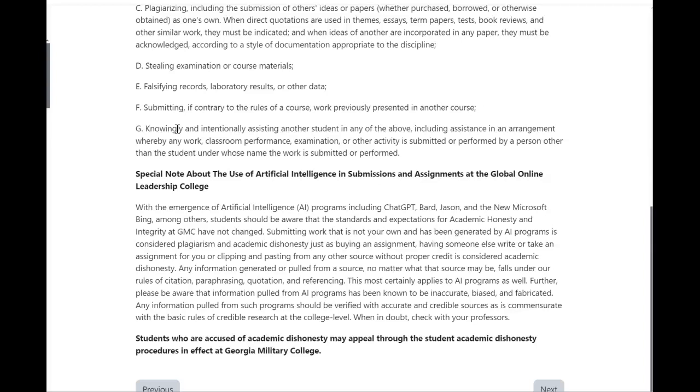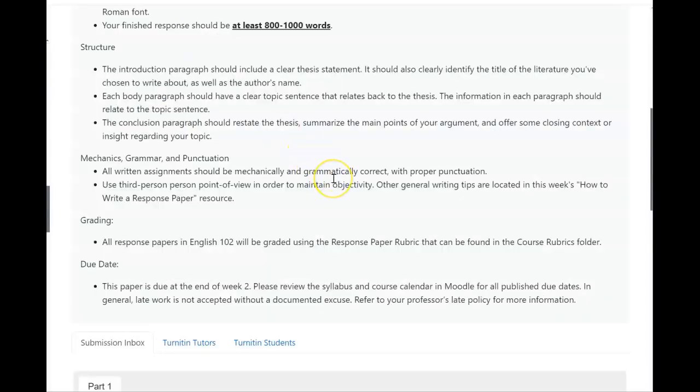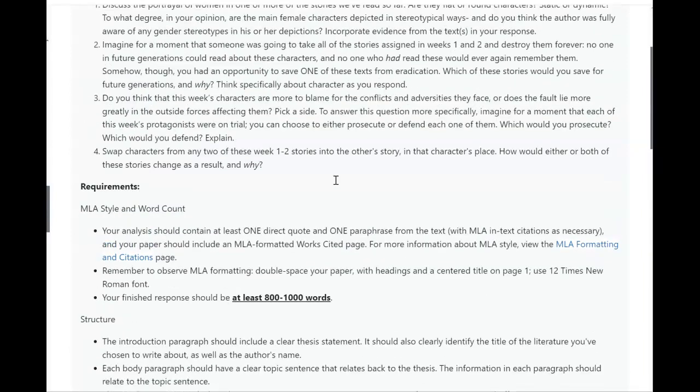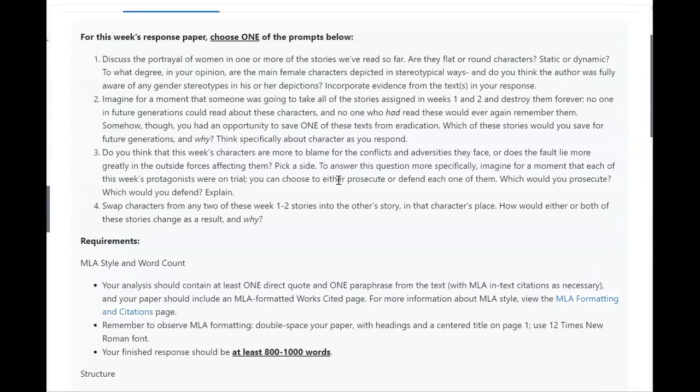I'm looking forward to seeing what you have to write about for the week 2 essay. These are some great stories we've read so far, so I always look forward to seeing what students have found when they are looking deep into the text and looking for that text evidence. So please reach out with any questions you may have.